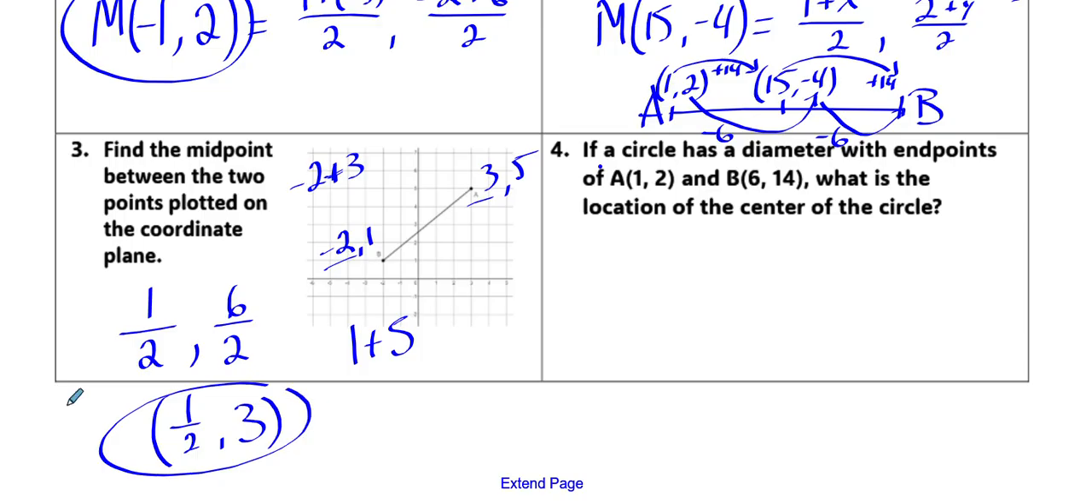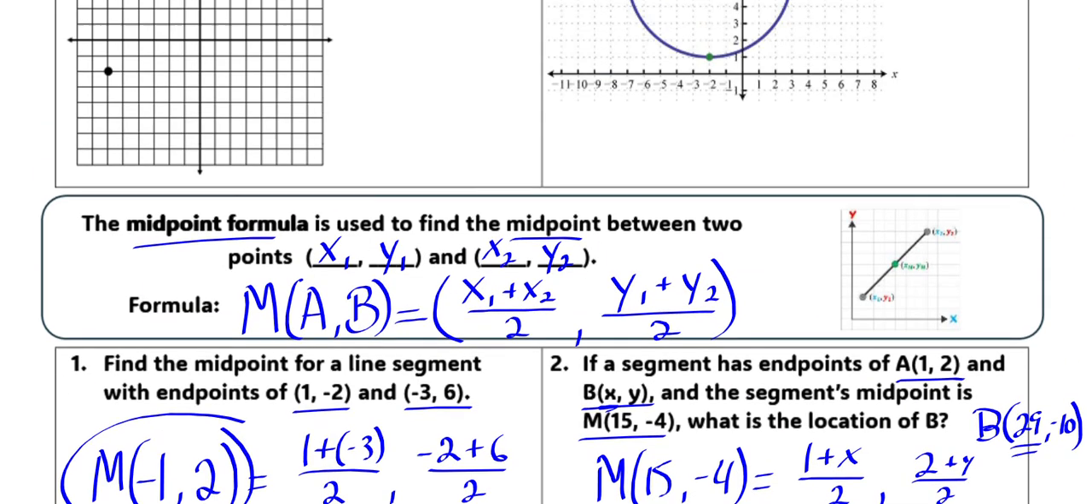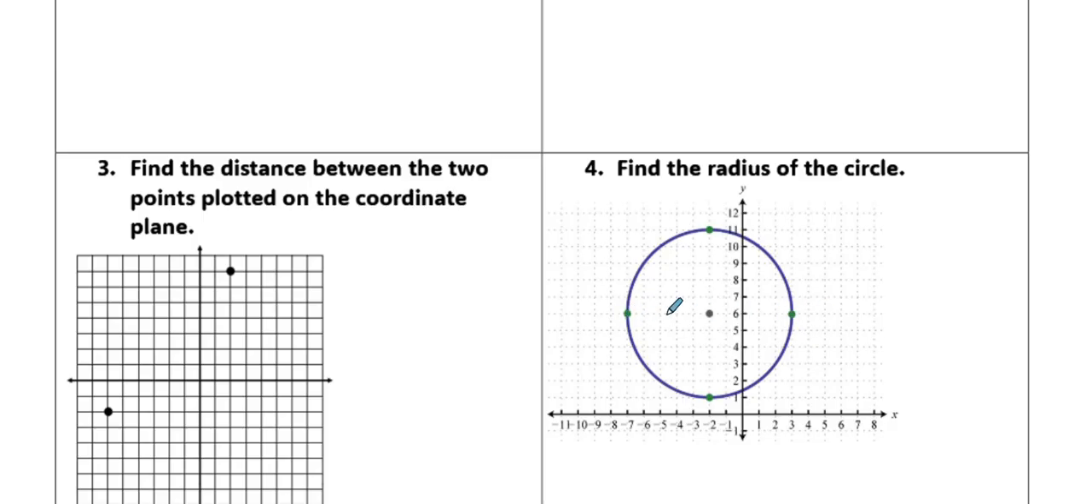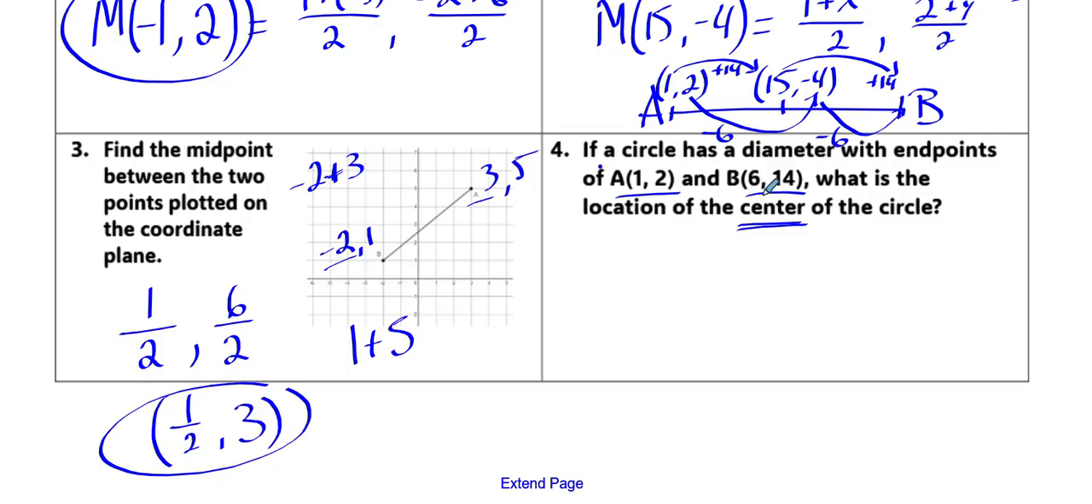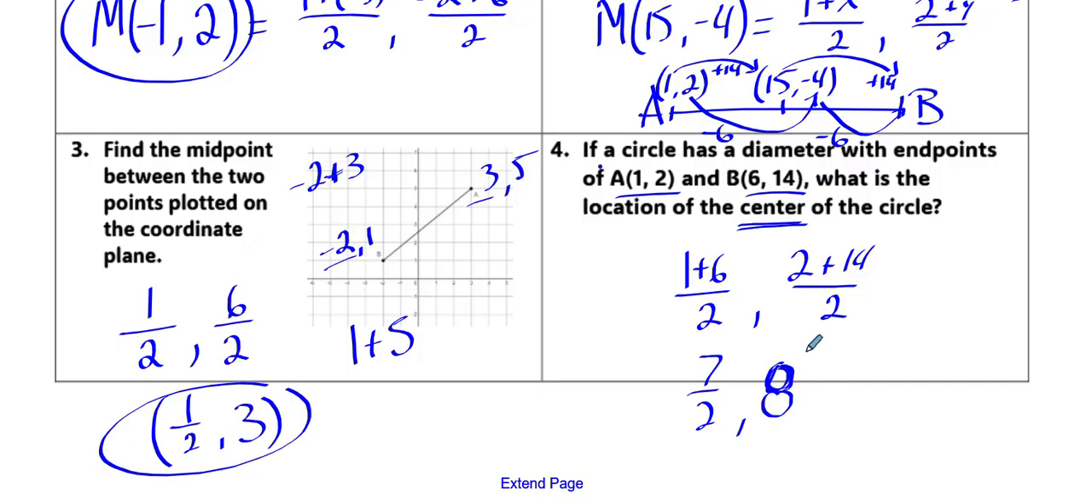All right, if a circle has a diameter with endpoints of 1, 2, and 6, 14, what's the location of the center? The center is going to be the midpoint for any diameter. If you draw a diameter, the center has to be directly halfway in between. It's a radius plus another radius. So we're really just going to find the midpoint between those two. Add our x's together, divide by 2, add our y's together, and divide by 2. So we get 7/2, which we could just leave as a fraction. And then 16/2 is 8. That's how you find midpoint.